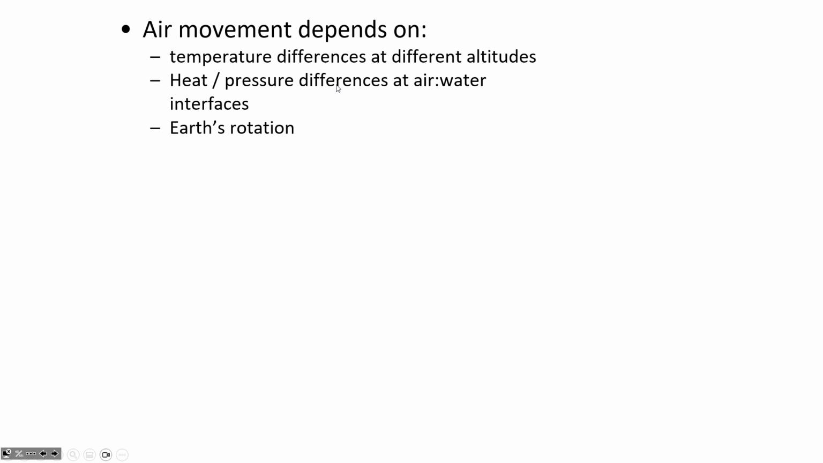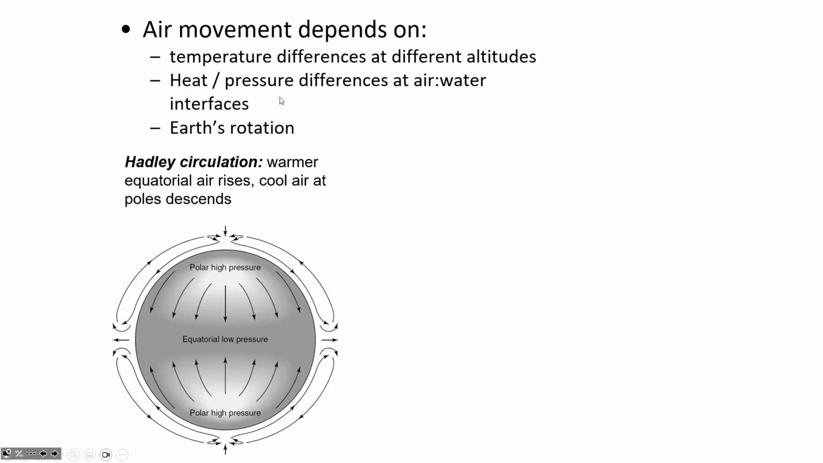You'll know it's very cold aloft, that the air temperature decreases quite a lot from the ground level as you go upwards. And that's related to the fact that pressures are much lower in the upper atmosphere. There's a direct relationship between lower pressures and lower temperatures. Part of it is driven by the Earth's rotation and by temperature differences at the poles. So Hadley circulation is largely related to temperature differences at the poles.